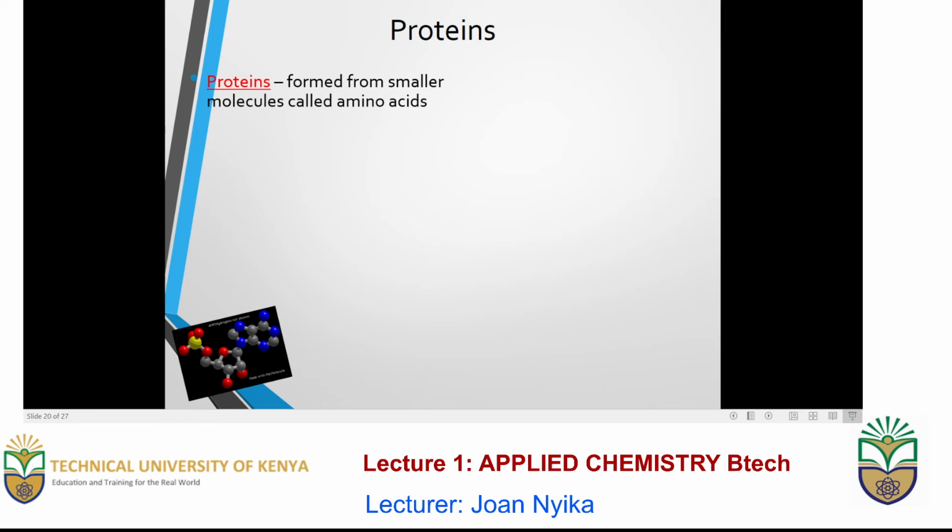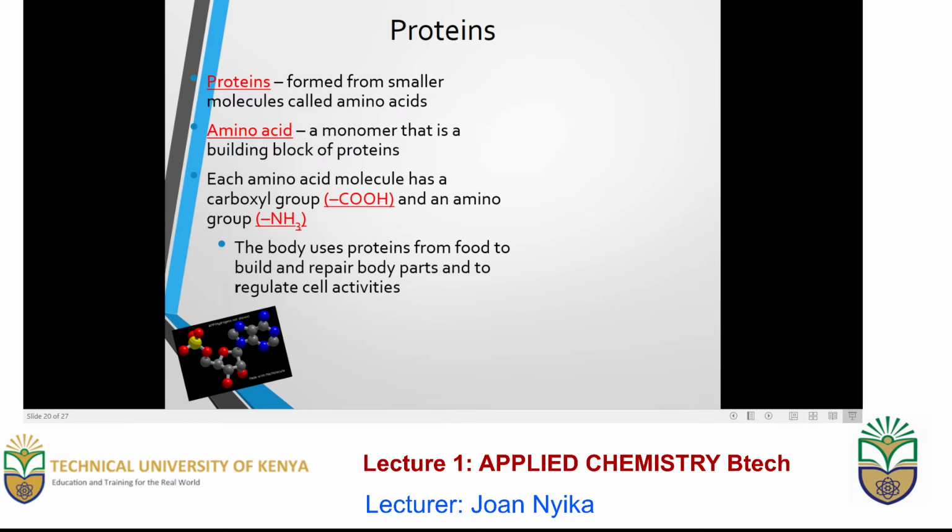Then we have another type of polymer of carbon, what we are calling proteins. Proteins usually are polymers that are formed of smaller molecules, what we call amino acids. And as we know, amino acids are the building blocks of proteins.